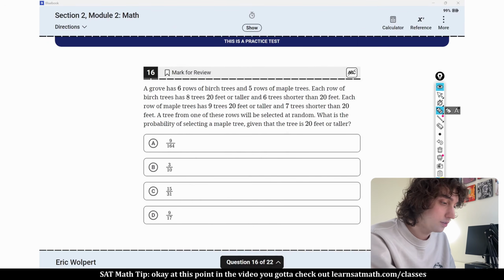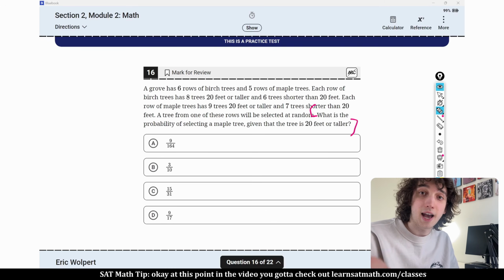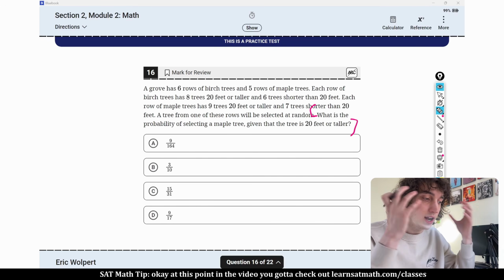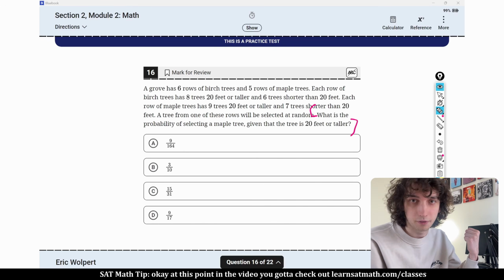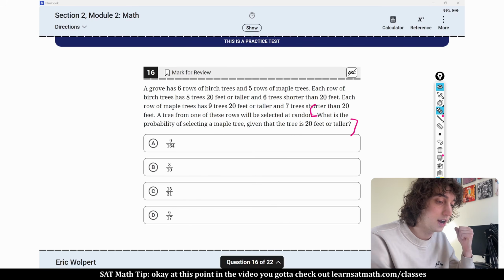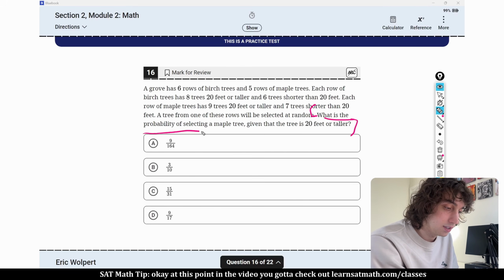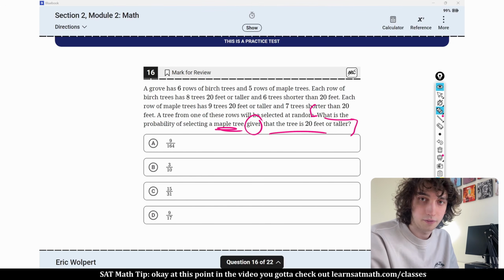Number 16, this is a word problem and I don't like words. So I'm going to start at the very end and use the question that is actually being asked to sort of pry my brain to pick out the relevant information from the rest of the paragraph. So what is the probability of selecting a maple tree? So we want probability of a maple tree given that the tree is 20 feet or taller.